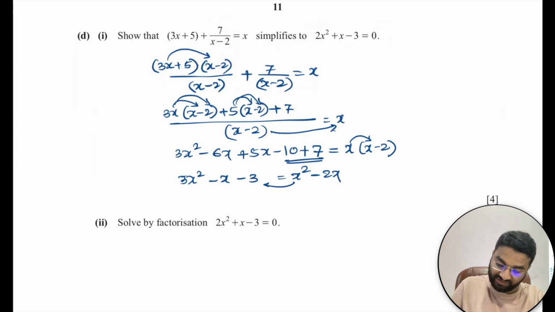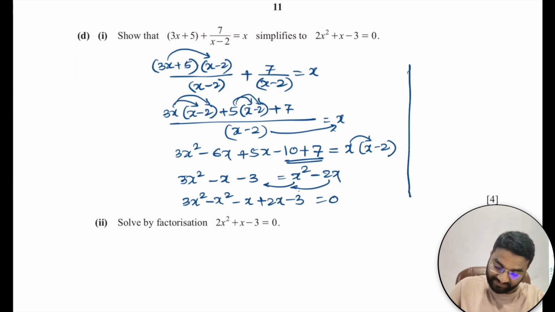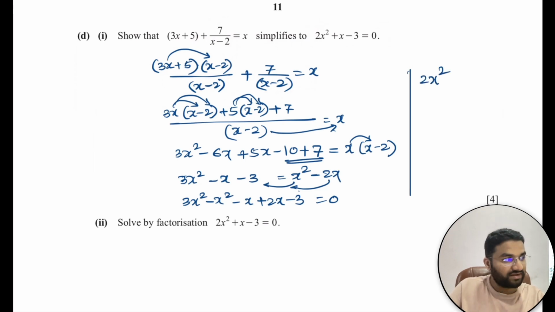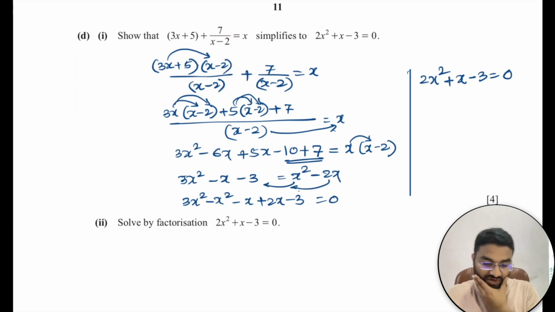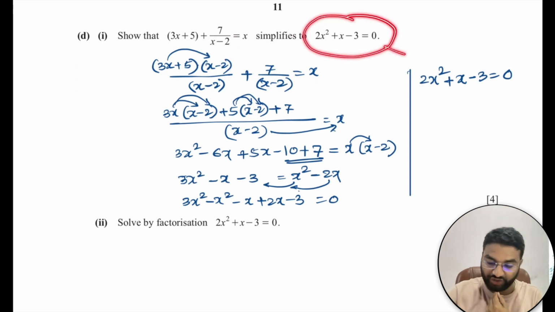Then transfer this to the left hand side, isn't it? So 3x square minus x square, then minus x plus 2x minus 3 is equal to 0. Fine, and here it will be 3x square minus x square is 2x square, isn't it? Then plus x minus 3 is equal to 0, and that is what we have to show here.